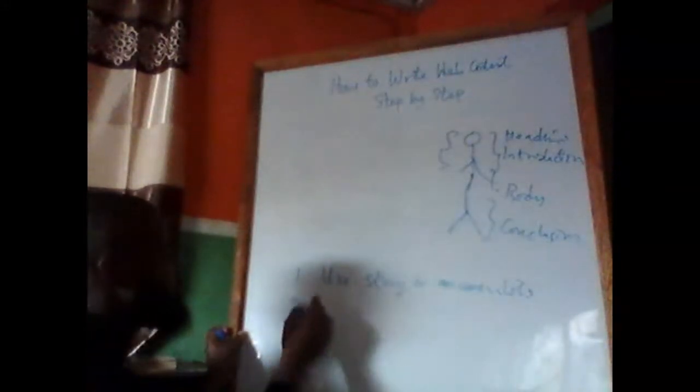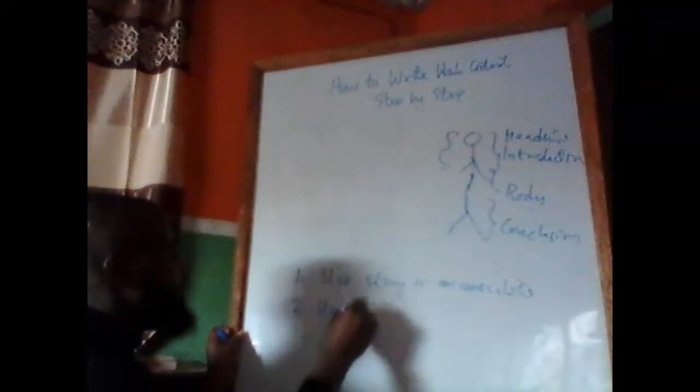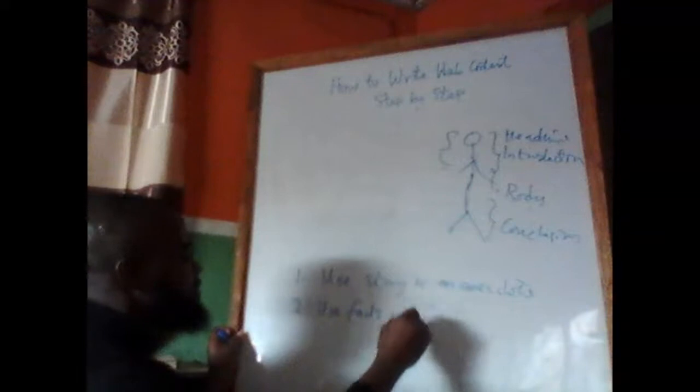Number 2, use statistics or use facts. Use facts and figures. Whenever you want to write a piece of content, it's very important for you to use facts and figures. Go online, search for facts and figures that are related to the piece of content you are about to write on. Okay? You can say, according to statistics by so and so.